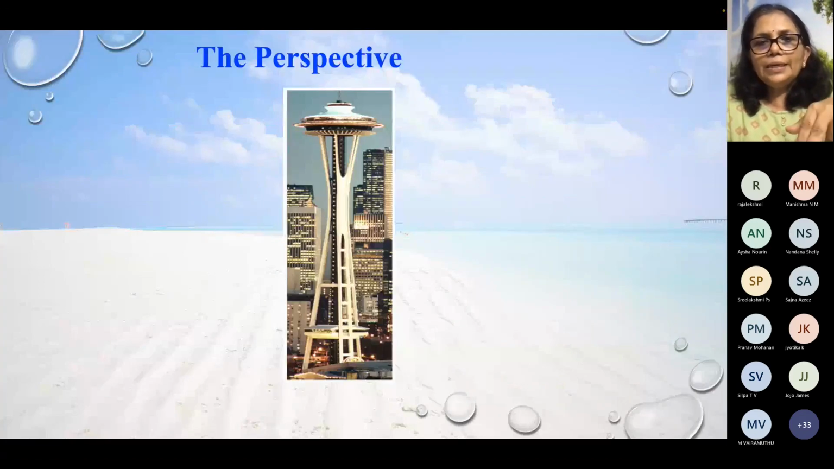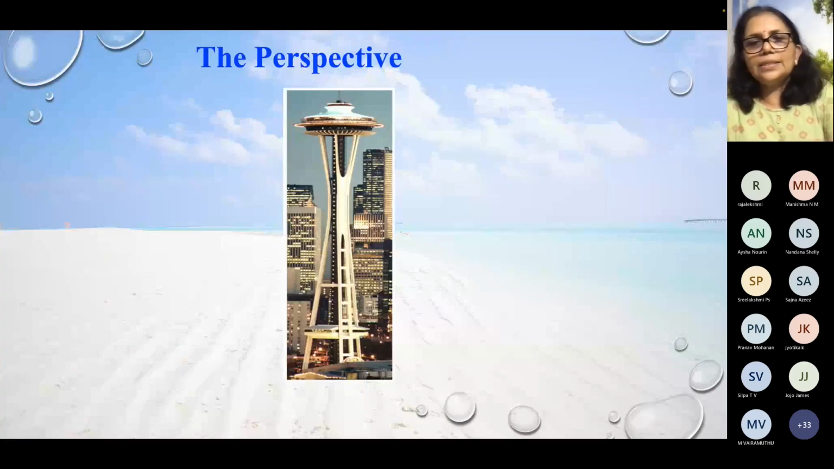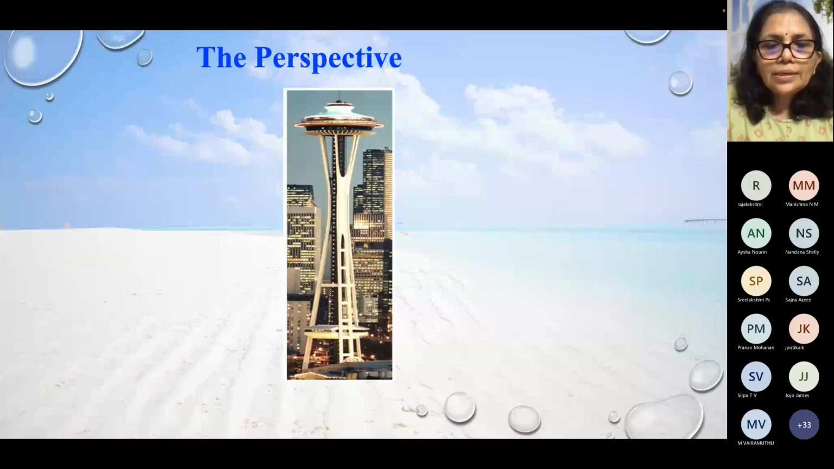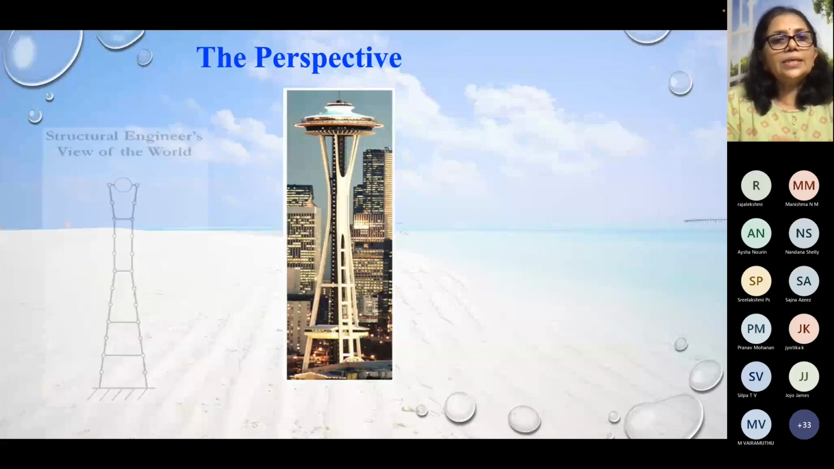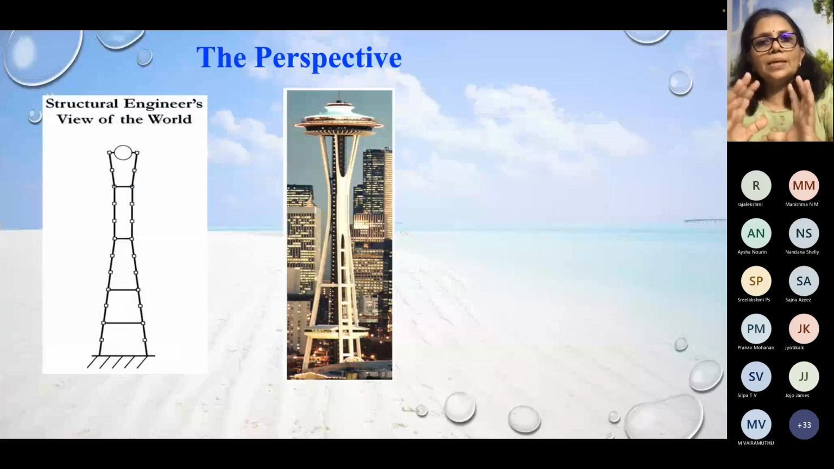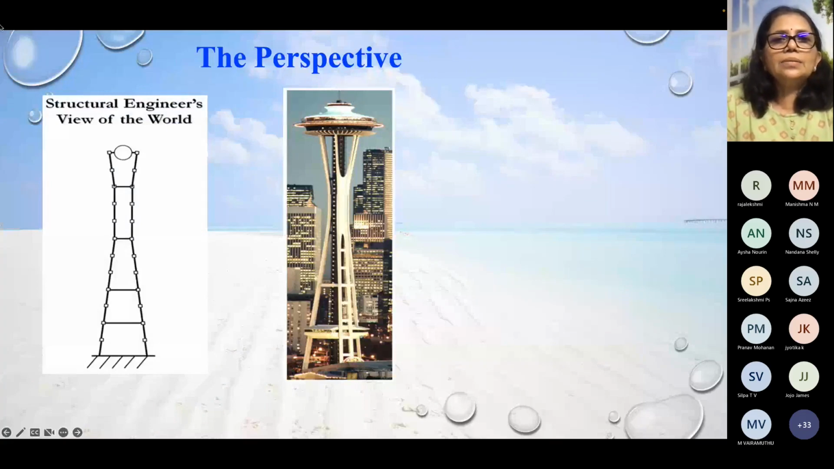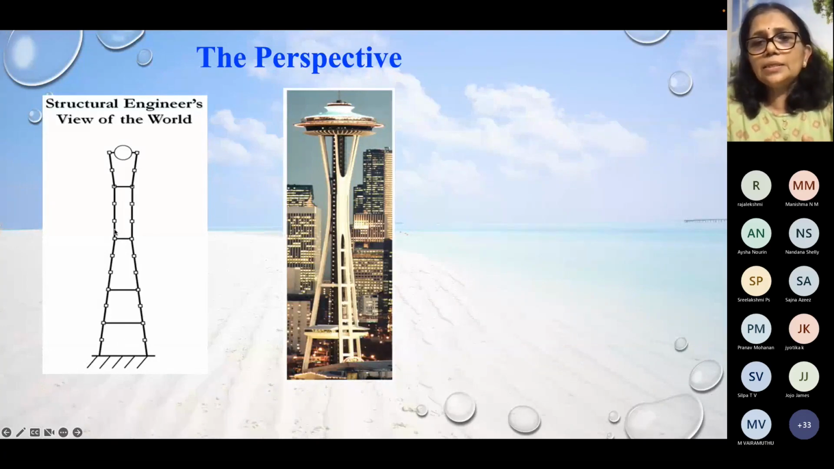can you recognize, identify this structure? This is the Needle tower, which is in Seattle. If you see this structure, a structural engineer will see it like this. There is a mass at the top, supported by these elements, like a column coming down and cross members here, here and here. There will be some joints here, and in those joints the load will be transferred. This is a structural engineer's perspective when he sees this structure.